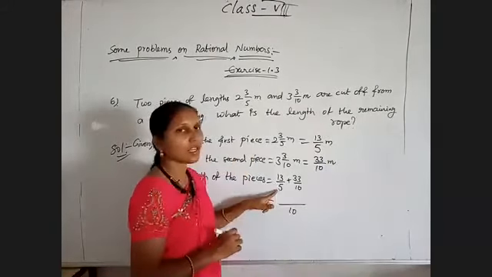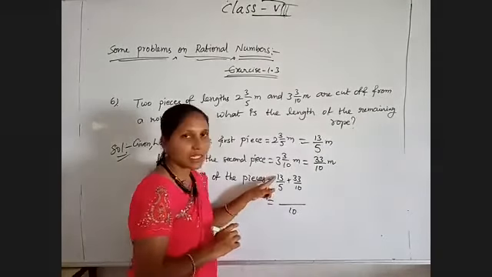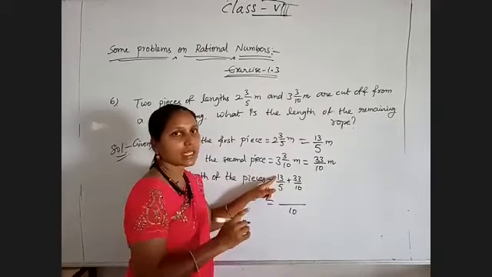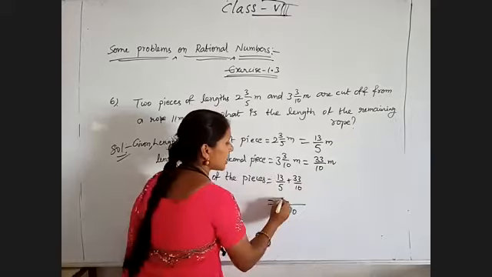And in 5 table when we get 10, 5 twos are 10. So what is the numerator here? 13. So 13 into 2 we have to do. 13 twos are 26.